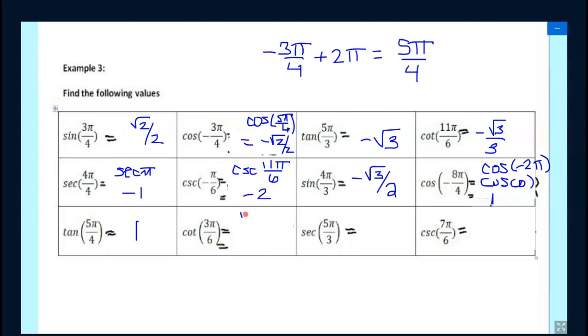3π/6 is the same as π halves. And we know that the cotangent of π halves is going to give you cosine over sine. Cosine of π halves is 0, sine is 1. So 0 divided by 1 is 0.